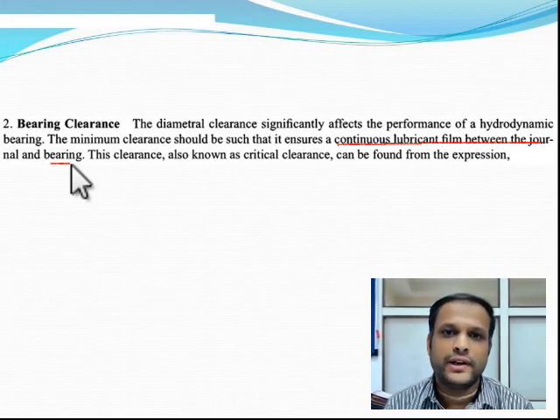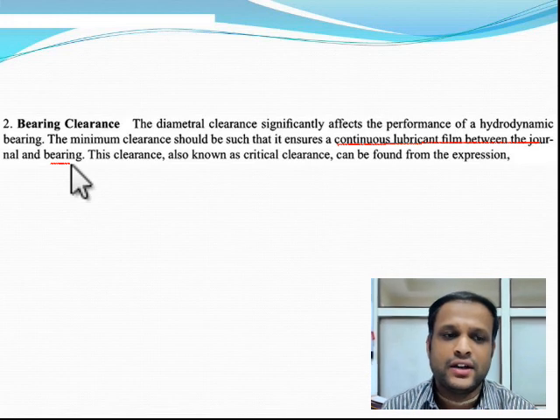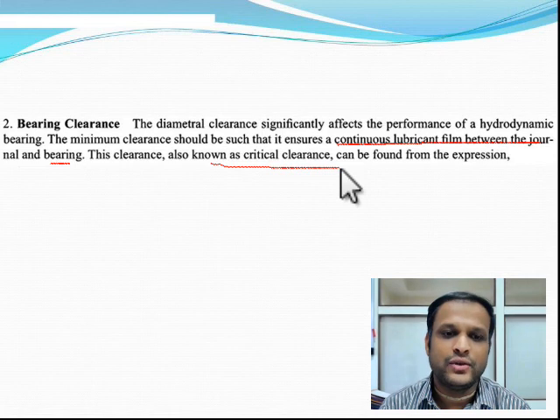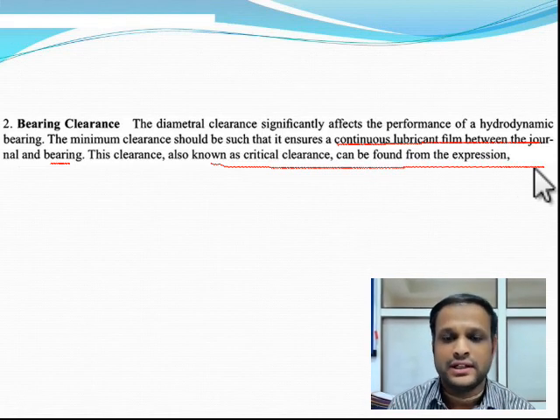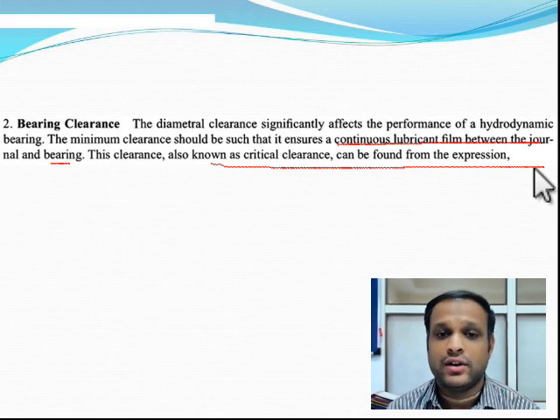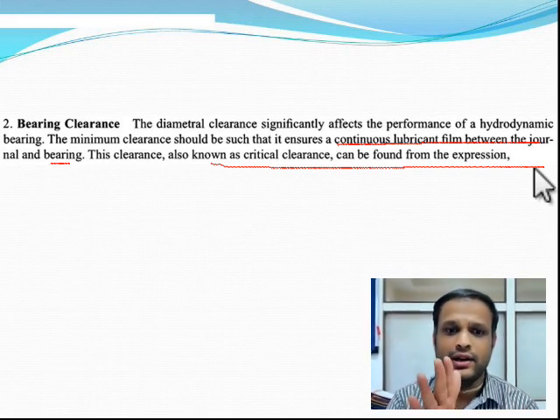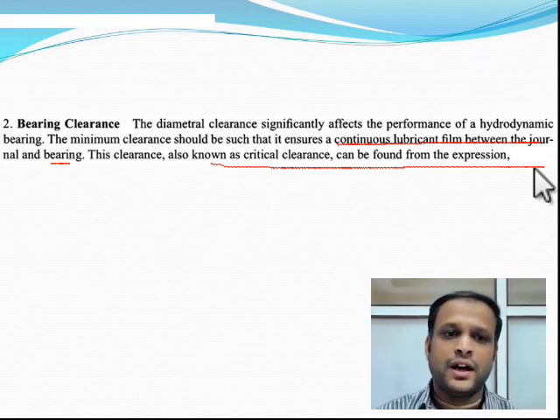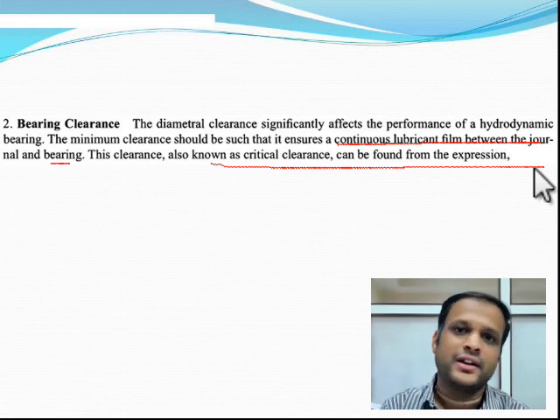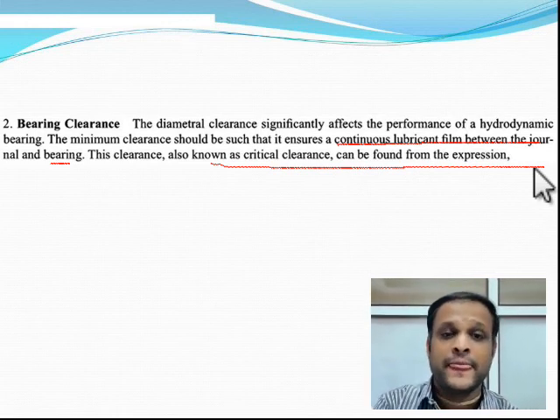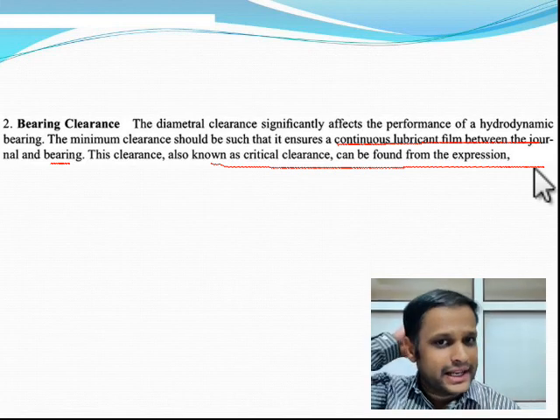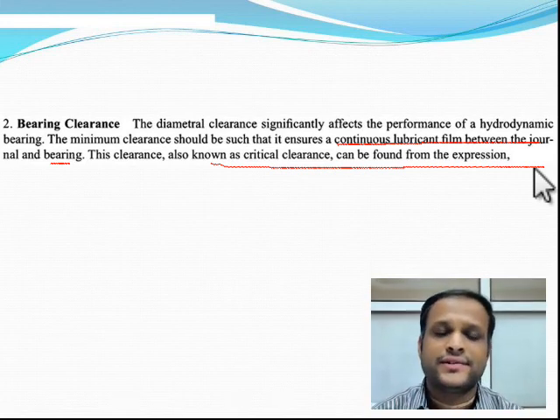Okay, so the journal and the sleeve should have a continuous lubricating film, and if a continuous film has to be there, the clearance should have a certain critical value. If the value of the clearance is less than the critical value, then obviously there will be semi-liquid friction. That means there will be contact between the two surfaces. That is certainly not required. However, if the clearance is greater than the critical clearance, then we will see that the bearing works in the liquid friction domain.